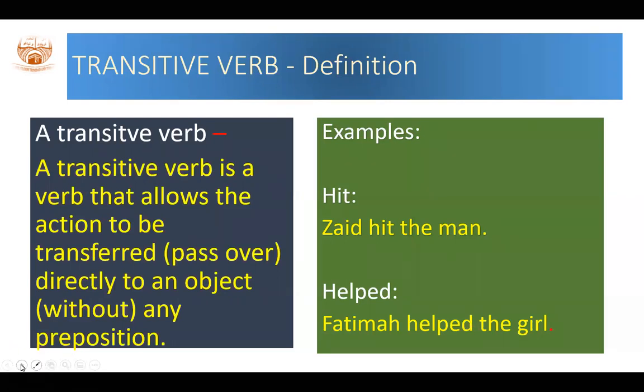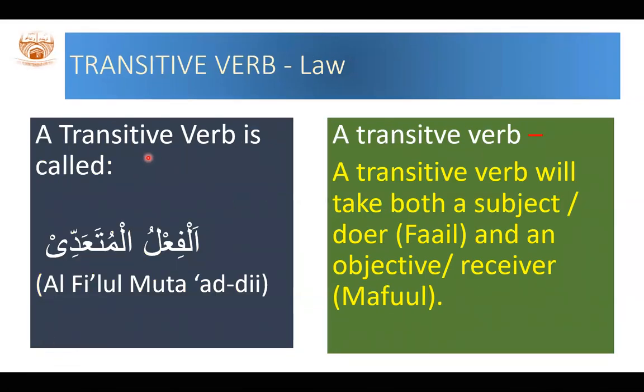So that is transitive and intransitive. What is the Arabic technical term? We say that the transitive verb is called, and you can say after me, Al-fi'lul muta'addi. And let me ask you, what did we say for the technical term of an intransitive verb?